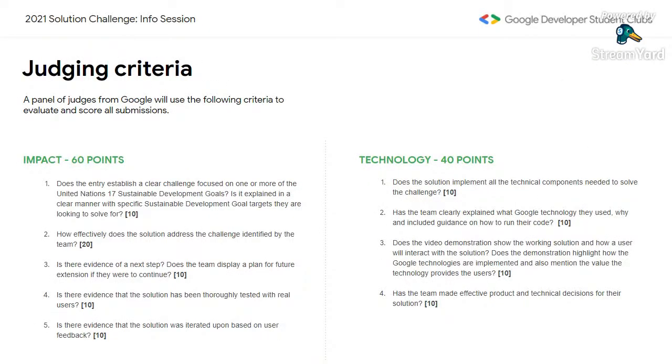And now, what are the judging criteria? The projects that you build are judged by a panel of Googlers, and you will be submitting your solutions through a registration form. The judging criteria is basically divided into two parts. The first one is impact, and the second one is technology. As you can see, impact is given more weightage.